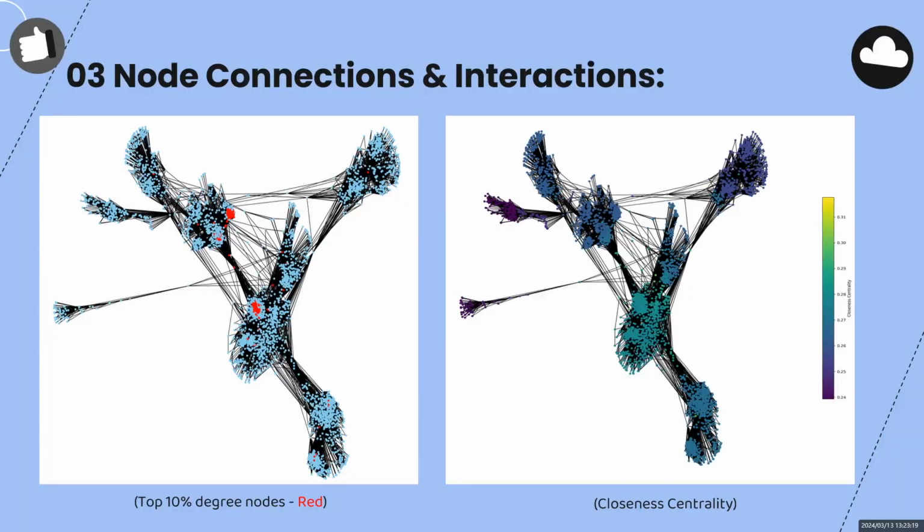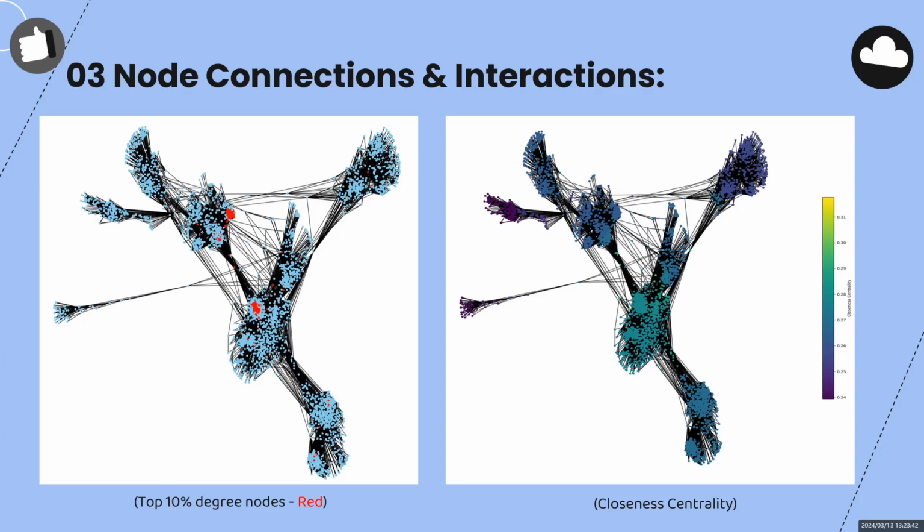Okay, the next part is node behavior analysis. So I'm first going to talk about node connections and interactions. We visualize the significant nodes according to their degree. The top 10 are painted red in the graph on the left. The graph shows that these nodes tend to gather in the same areas, representing that the users with the most connections tend to stay in the same communities.